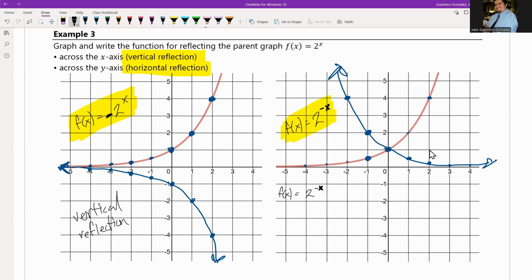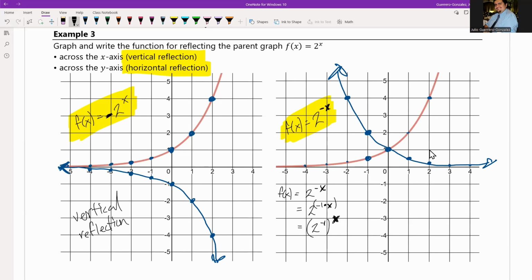We know that this right here, I just presented this to you, when you have 2 to the negative x, that constitutes a horizontal flip. This is the same thing as 2 to the negative 1 times x. So I'm saying that negative 1 times x is going to be in the exponent, correct? All right. I can rewrite this line I just wrote down like this: 2 to the negative 1, to the x.